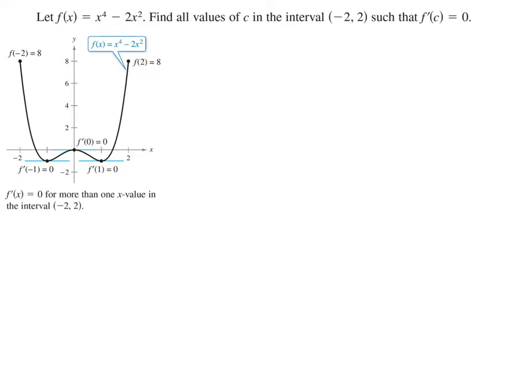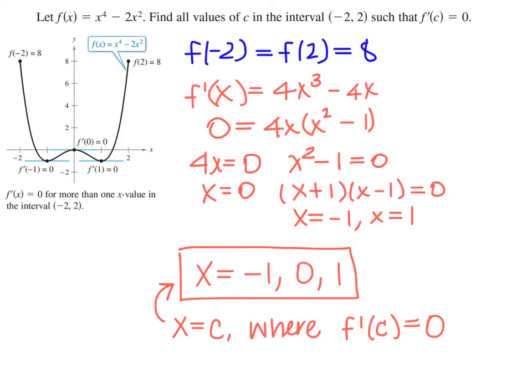So our next example is using this function, f of x equals x to the fourth minus 2x squared, and let's find all the values of c on the interval between -2 and 2 on the x-axis such that the derivative f prime at c, some value between -2 and 2, will equal 0. First thing I notice here is that when I plug in -2 and 2 into the original f of x, I end up with y equaling 8.